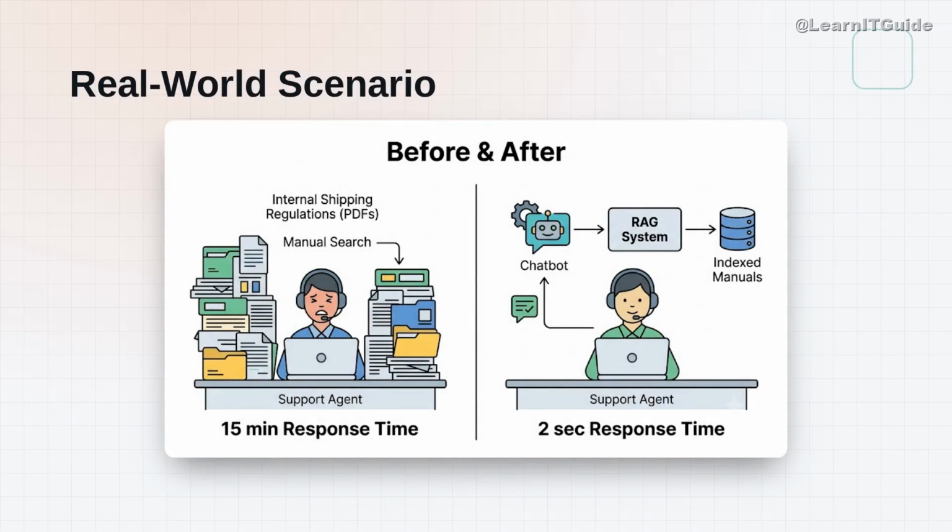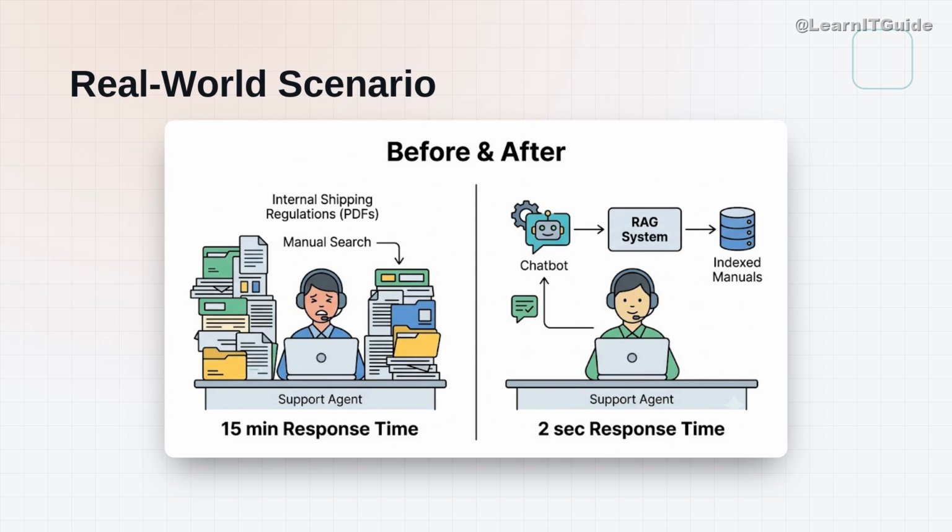Consider this. A logistics company was overwhelmed with support tickets during the holiday season. Agents were manually searching through PDFs to find specific customs regulations for different countries. It was slow and prone to error. By building a RAG pipeline that indexed all those manuals, the agents could just ask the chatbot. The response time dropped from 15 minutes down to 2 seconds.